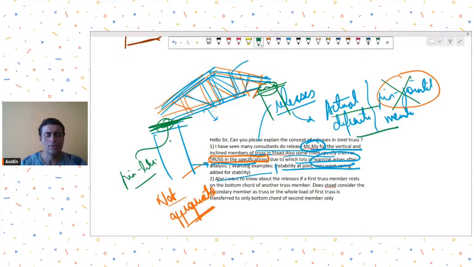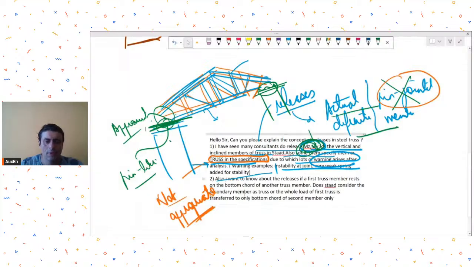Okay, so some people, or even we, may provide releases at the truss ends, but this is more of an approximation because we are not creating actual pin-like connections even at truss ends.